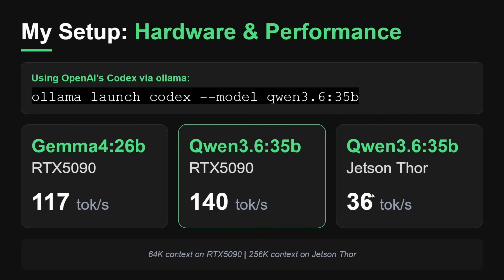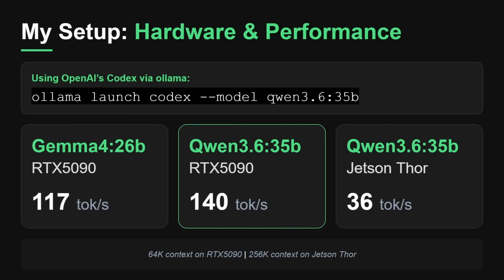Okay, so let's dive into this then. So what's my setup? I'm using Ollama. You can also use LM Studio, and Ollama comes with a built-in way of launching Codex from OpenAI. So I'm using OpenAI's Codex with Ollama, and you can specify which model you want to use. And I've been trying 3 models. In fact, I do try 4 in the end.